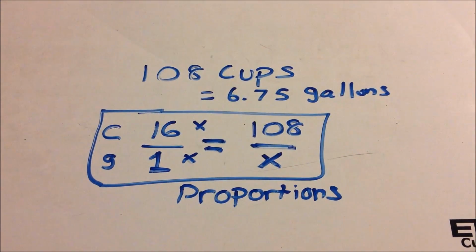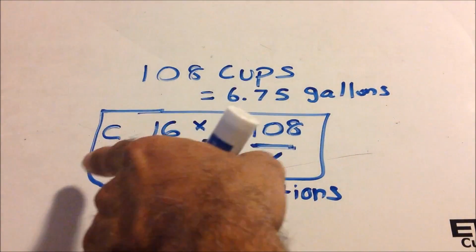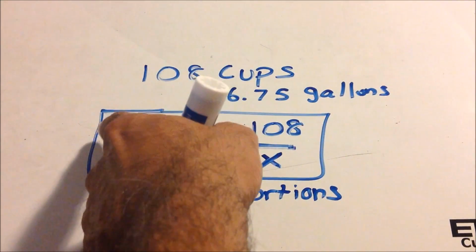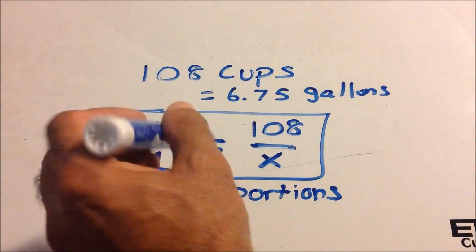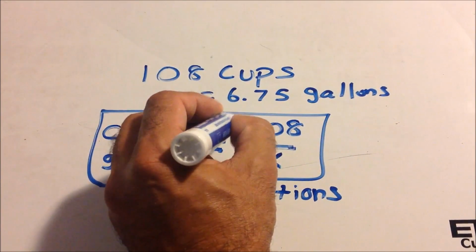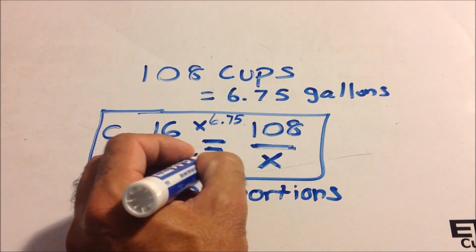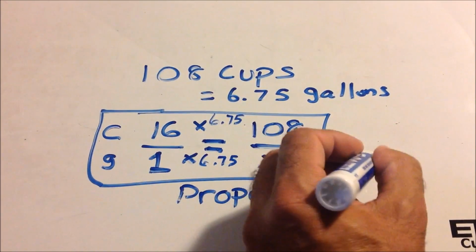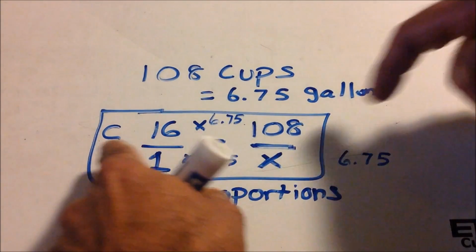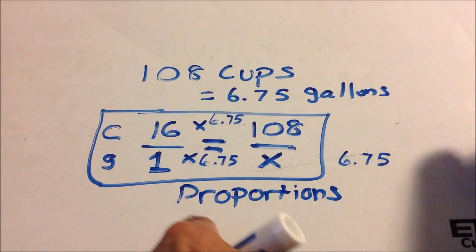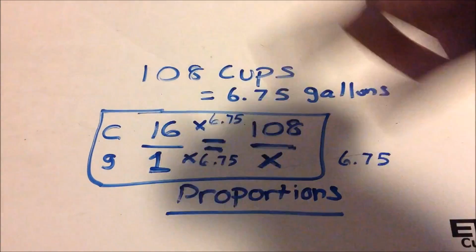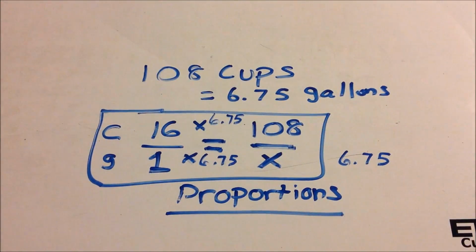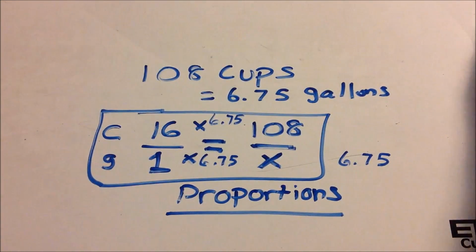So 16 times what is 108? If you didn't know, you just divide it. You're multiplying going left to right, you can divide going right to left. Okay, and when we divided this, we already know 16 times 6.75 gives us 108. So 1 times 6.75 gives us 6.75. So that's how we can do it using equivalent ratios, which are called proportions. Whatever way is easier for you, you can do. But get used to doing proportions.